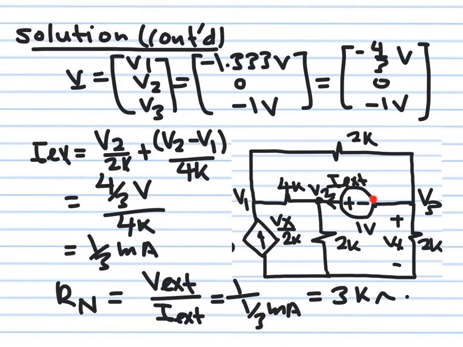So I put in a 1 volt battery. I was able to show that 1 over 3 milliampere will be drawn out of it. Then the resistance seen by this source is V external over I external, which is 1 over 1 over 3 milliampere. It is 3 kilo ohm. So then the Norton resistance is 3 kilo ohm here.